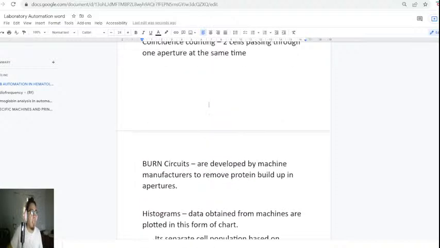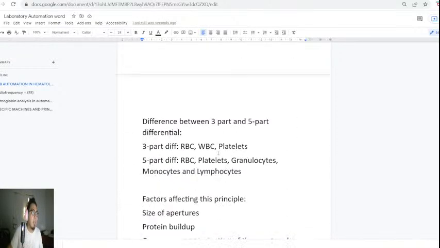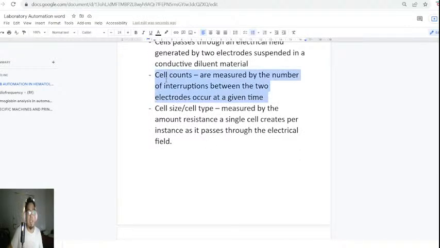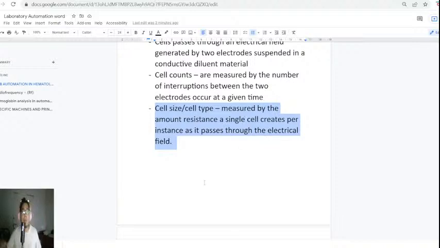So for example, in electrical impedance, a cell is counted based on the number of interruptions. How does the machine know whether it's a WBC or an RBC? Well, first of all, an analyzer needs to lyse the RBCs first. Okay, it lyses the RBCs, and therefore it's going to count only platelets and WBCs. That's the time sizing is important, right? Some cells have a lot of granules, and therefore they would produce a higher resistance.